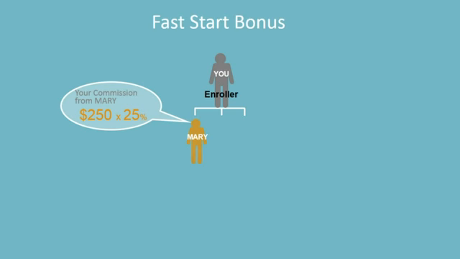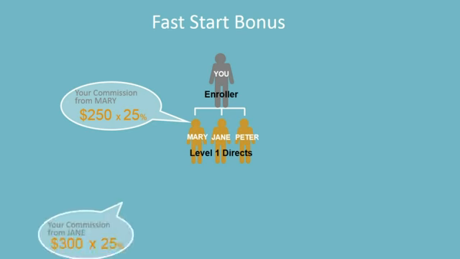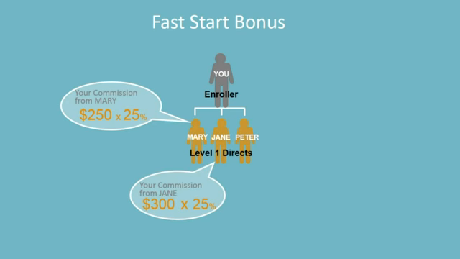You got excited and went on to enroll another 2 friends called Jane and Peter in the same month. You place them all as your first level directs. Mary purchased $250. Jane purchased $300 and Peter purchased $170 this month.